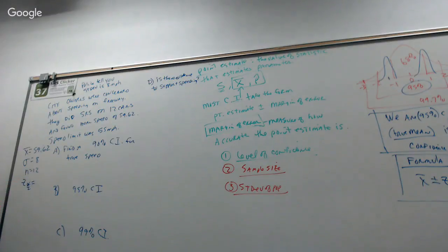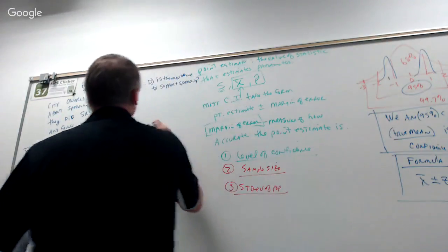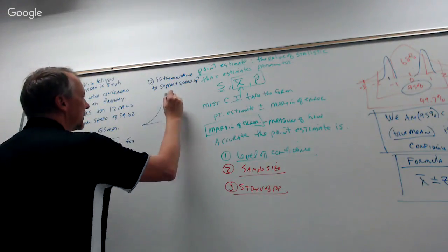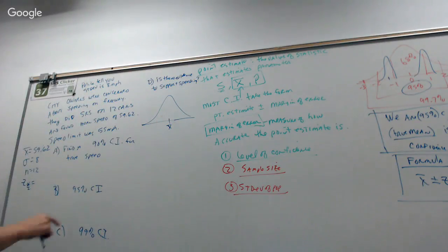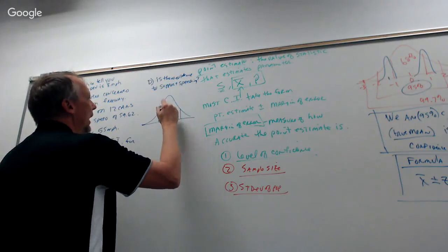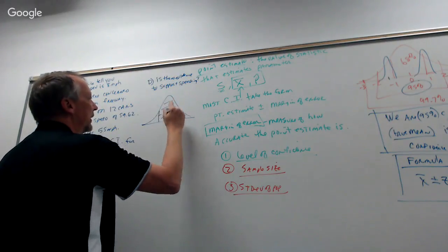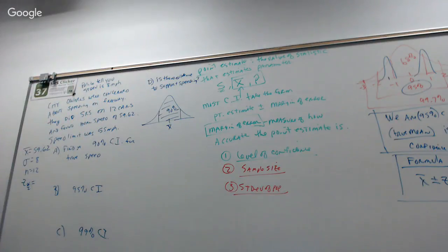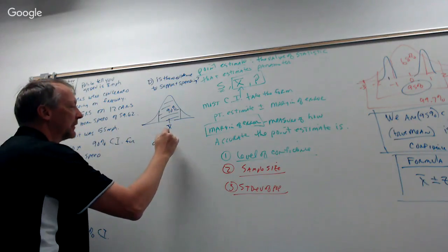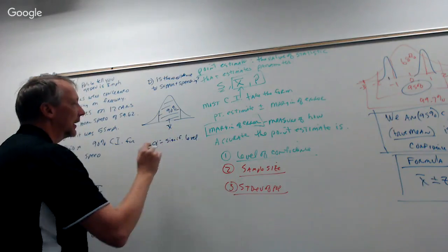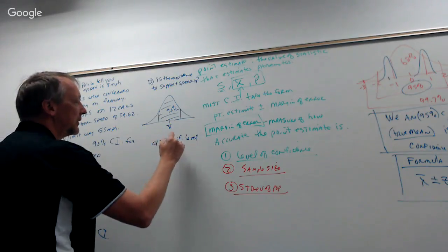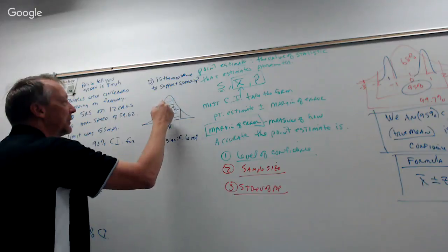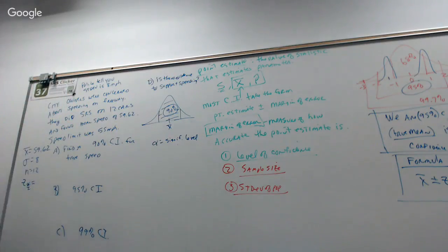Okay? What's that thing called? The alpha over 2? Yeah, that's a good question. Let me explain what that is. So the idea here is, as I've shown you a bunch of times, we have our X bar here, right? In this first case, in part A, I want 90% to be within these two areas here. We refer to alpha as our significance level. How much is in the tails? 5% each. So if I'm 90% confident, what's my lack of confidence?